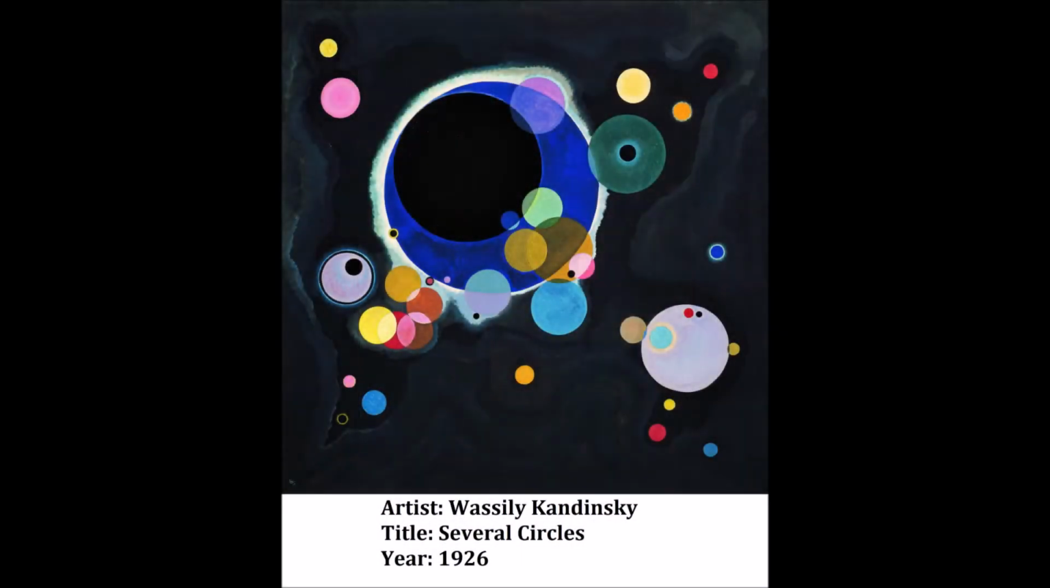This painting is called Several Circles by a Russian artist named Vasily Kandinsky. Kandinsky liked to create harmony in his art. Harmony meaning when things work together to make something pleasing to the eye. You've probably heard the term harmony in music before, and that's when you play more than one note together and it sounds nice. Well, harmony can be created in art as well.